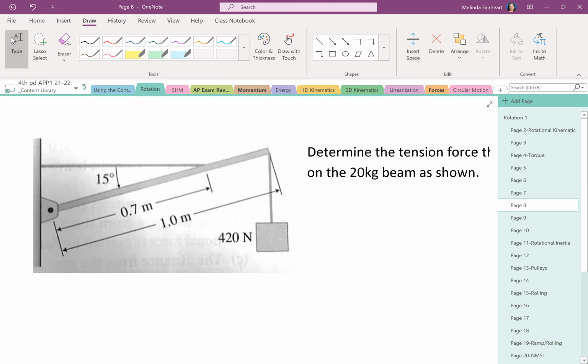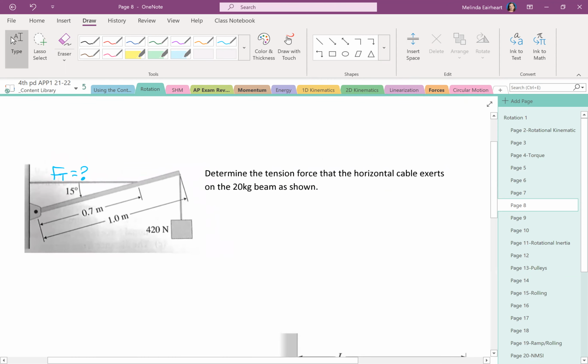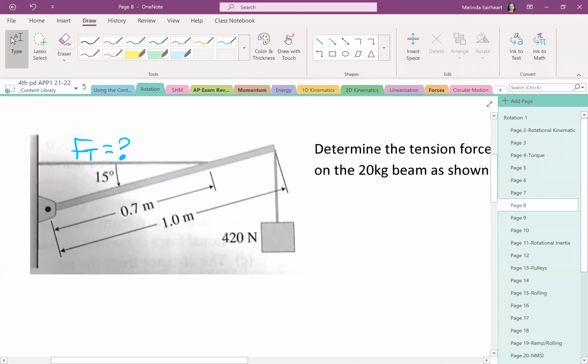Good deal? So on page 8, determine the tension force in the horizontal cable. And so FT in the horizontal cable right there. And we're going to attach a 420 Newton mass to the end of it. And the beam itself is 20 kilograms as shown. So it all starts with a diagram. What are the forces acting on this system?